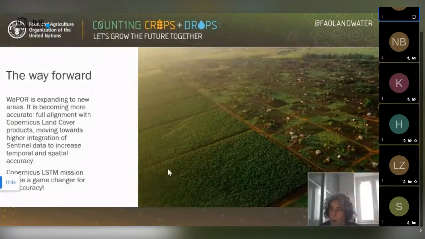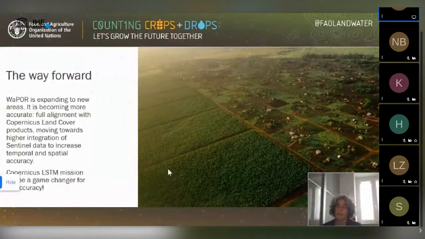Then to close, I would just like to mention that with WaPOR, we're expanding in time and space, and we are trying to get to be more accurate by integrating higher resolution data like the Sentinel program. Higher resolution not only spatially, but in this case particularly temporally, because that's another key parameter. So with a higher temporal resolution, we can better, for example, estimate water productivity in cloudy areas.